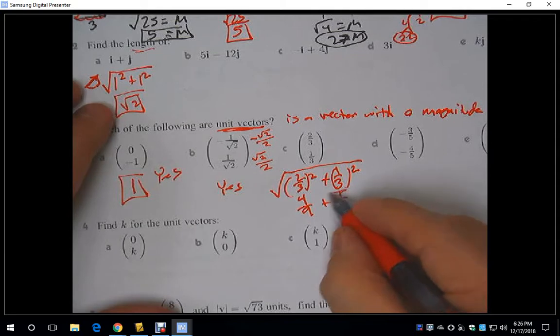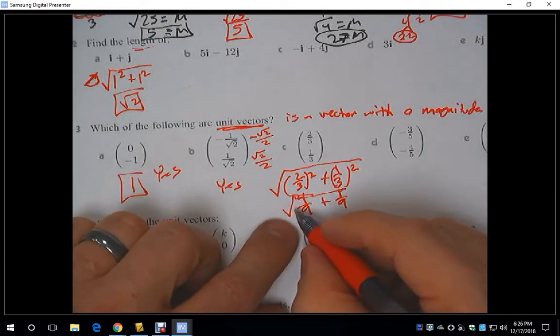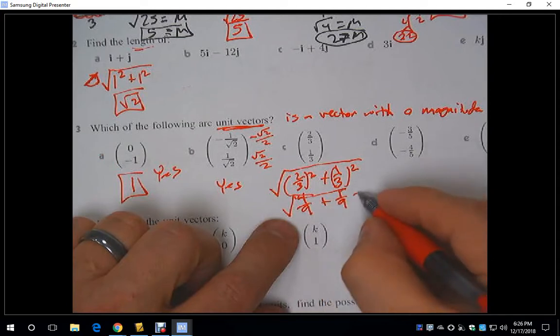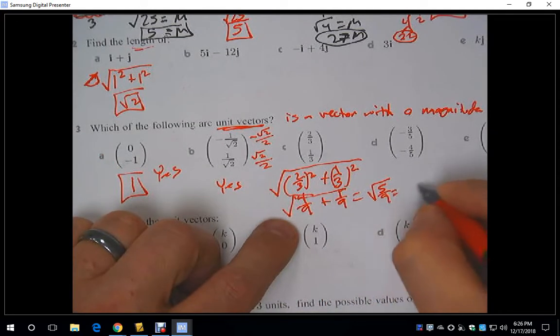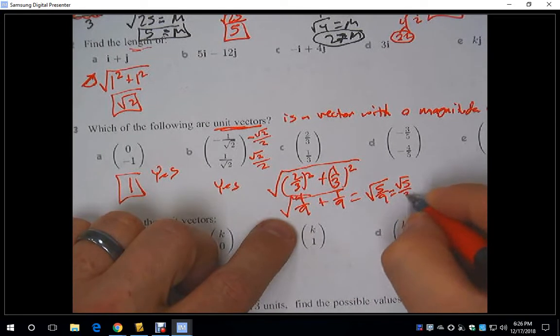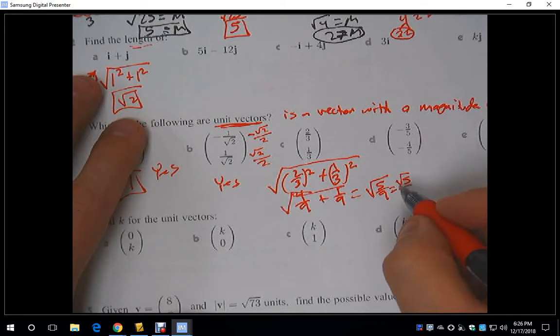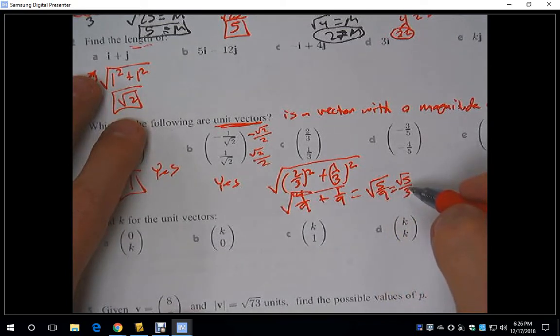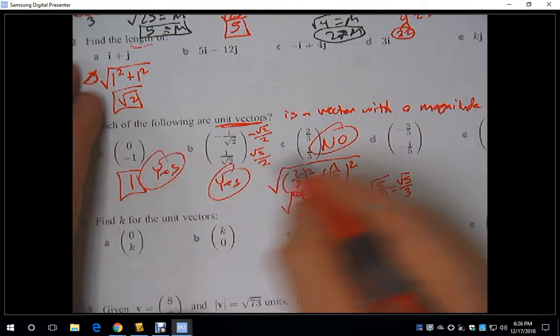So we have the square root of 4/9 plus 1/9, that's going to give us 5/9. So the square root of 5/9, or the square root of 5 over 3. So it looks to me that this does not have a magnitude of 1, so this one is no. These: yes, yes, and no.